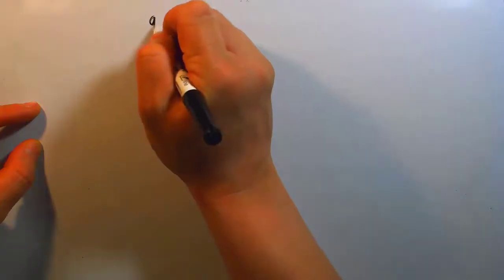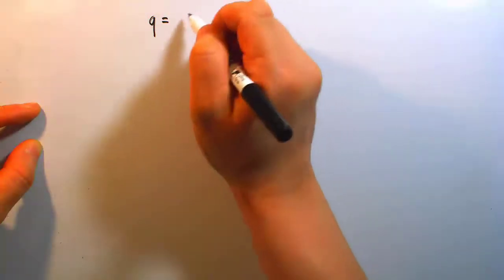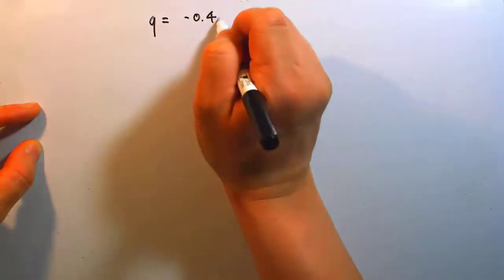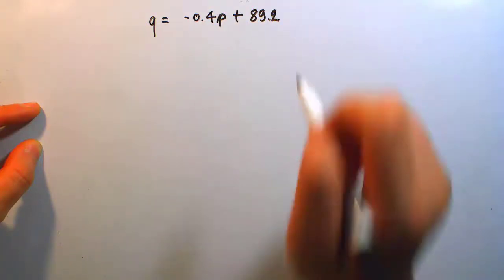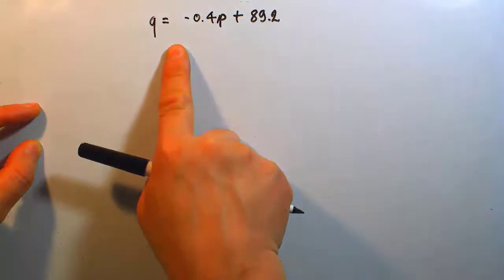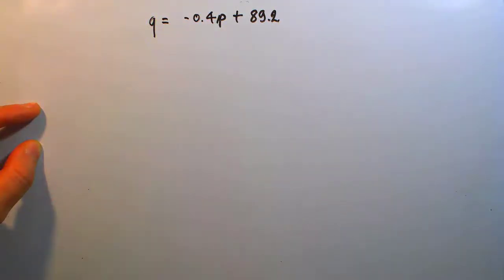And now we are just ready to nail down our revenue function. I have to make clear to everybody that all our work to derive the demand equation in this problem, Q equals negative 0.4 P plus 89.2, was a requirement before you can actually answer this question in part A: find the price per unit that maximizes the daily revenue.